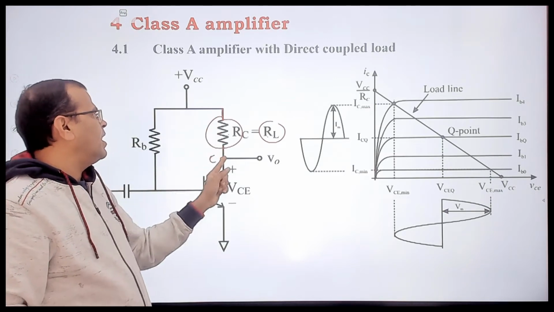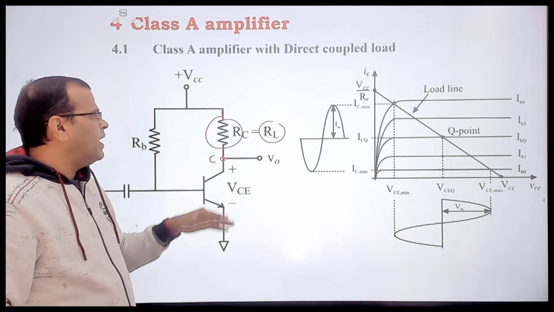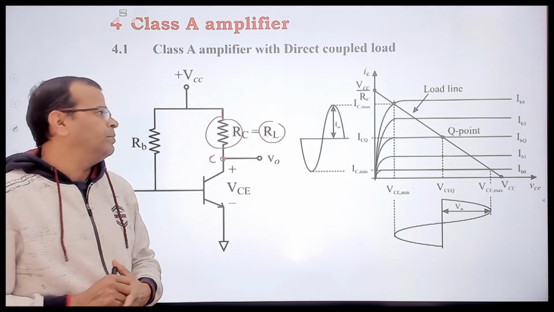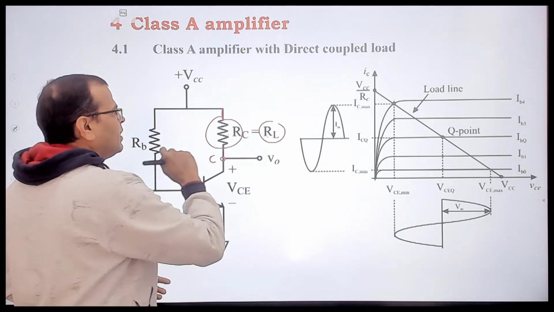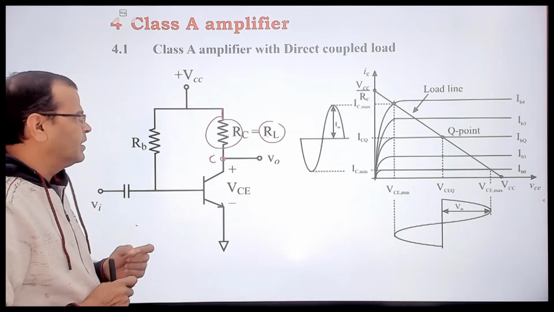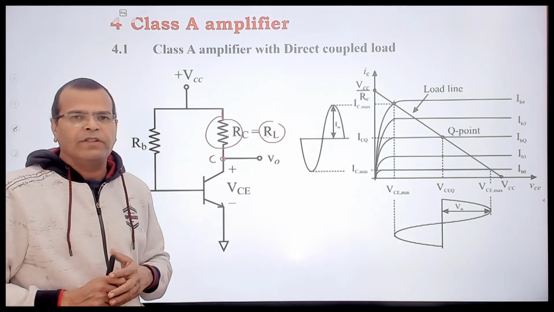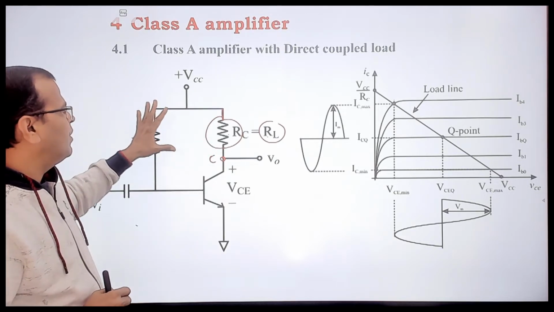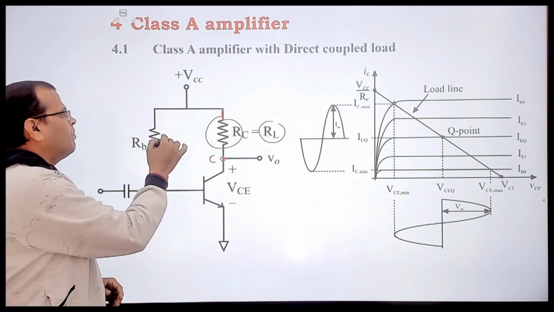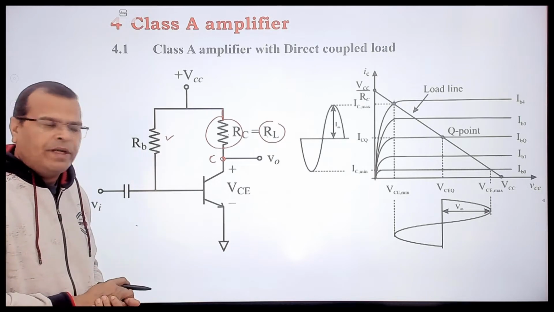Load is directly coupled with the DC supply and output of the BJT. So here the collector resistance is nothing but your load resistance. Load is connected in series with the collector terminal. This is the simple biasing circuit of BJT. I have a biasing resistance connected in base circuit.